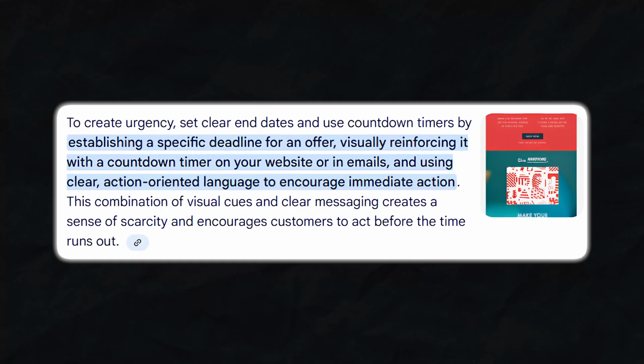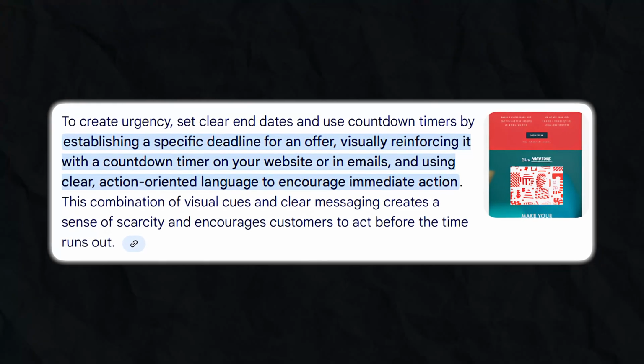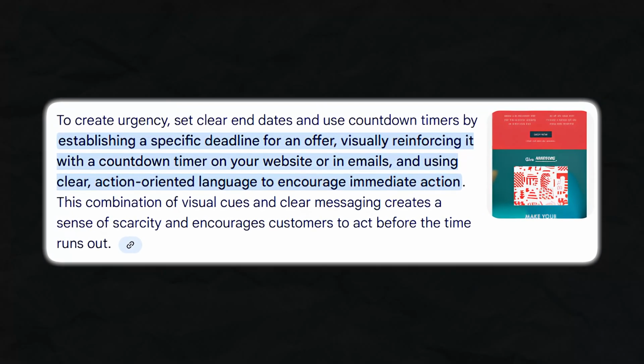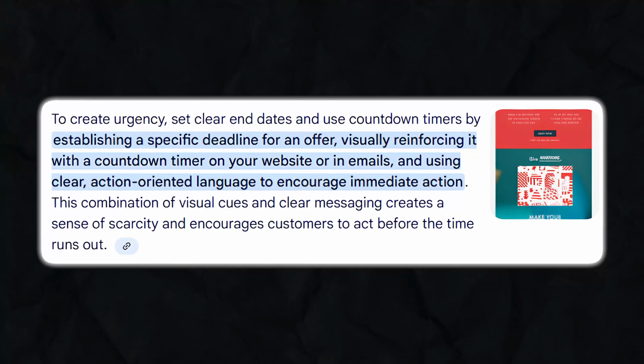Promote your sales through email, social media, and on-site banners. Create urgency by setting clear end dates and using countdown timers. After the promotion, analyze the results to see what worked and what could be improved.